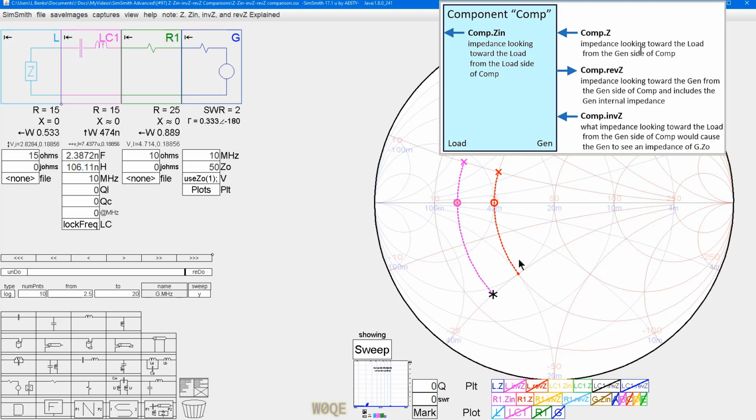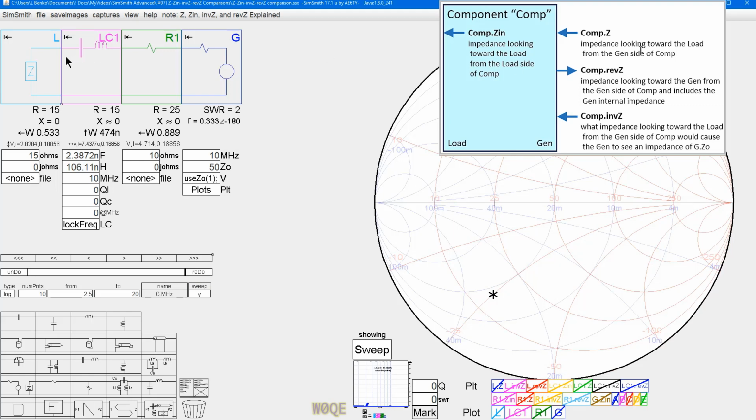And likewise, G.Zn will be exactly the same impedance as R1.Z. Now, let's get rid of all those for the moment, and let's look at the other two types of impedance.